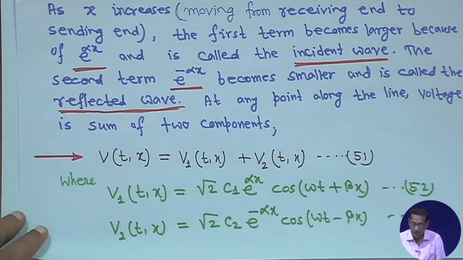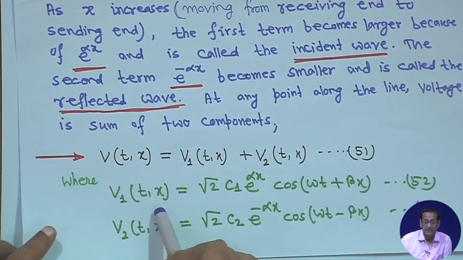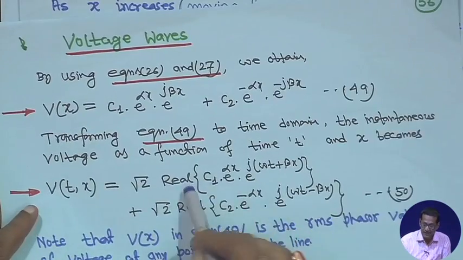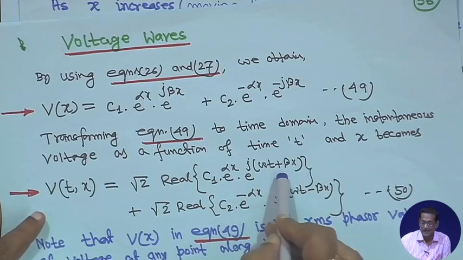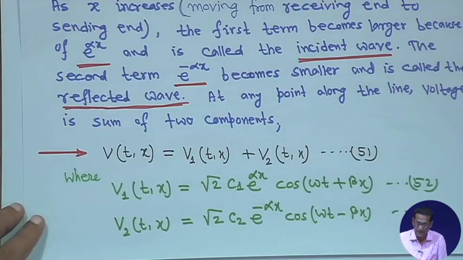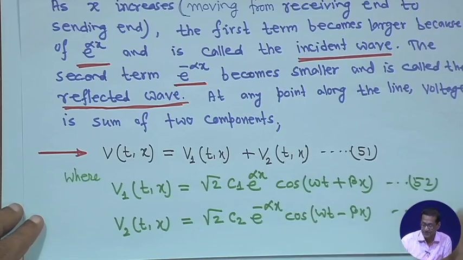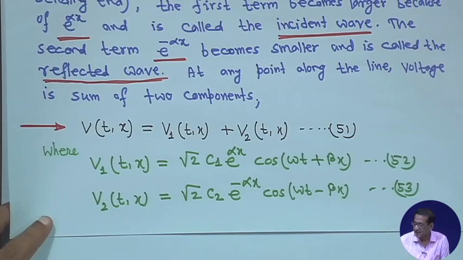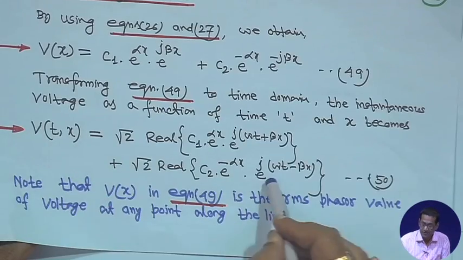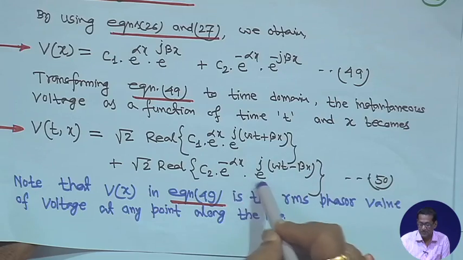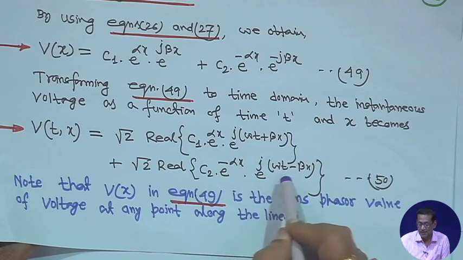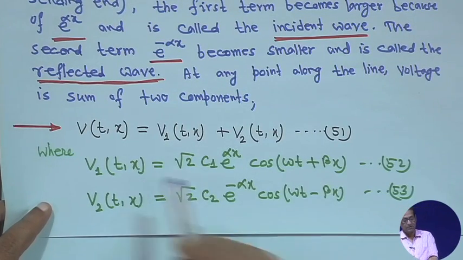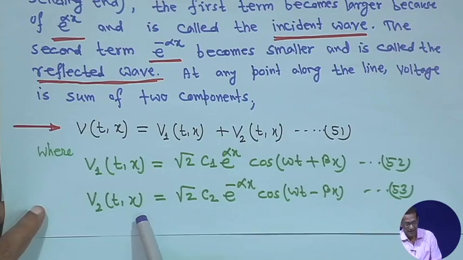V1(t,x) is root 2 C1 e to the power alpha x, and if you take the real part, it will be cosine of omega t plus beta x. This is equation 52. The second term, V2(t,x), will be root 2 C2 e to the power minus alpha x cosine of omega t minus beta x, because here it is e to the power j(omega t minus beta x), and taking the real part gives this. This is equation 53. This is the expression for V1 and this is the expression for V2.